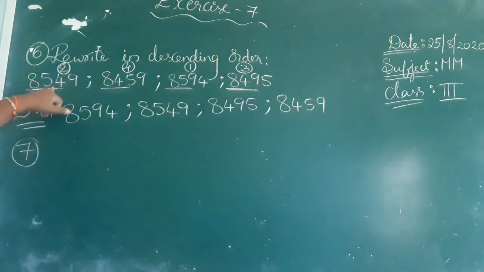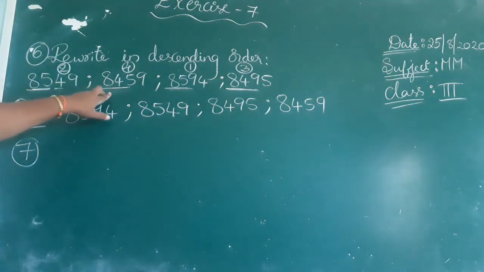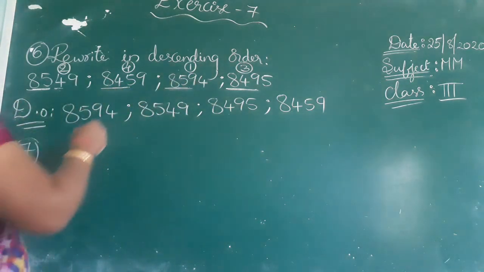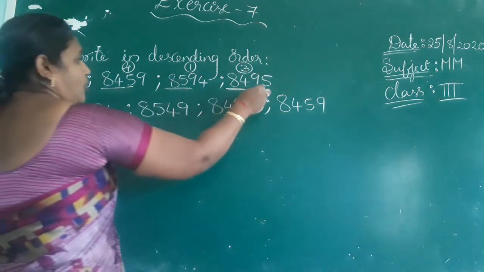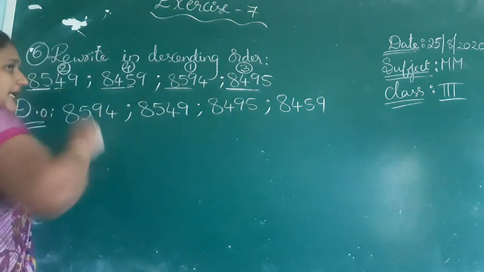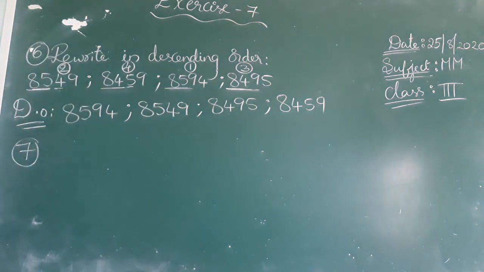Next 854. Next, leave those two numbers and go through these two which start with 8400s. Here 845 and 849. 49 is the bigger one, now give 3, and then the last number 8459.